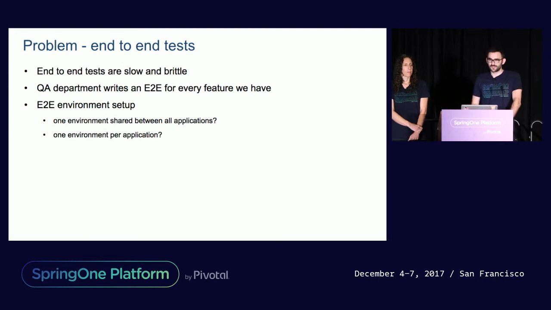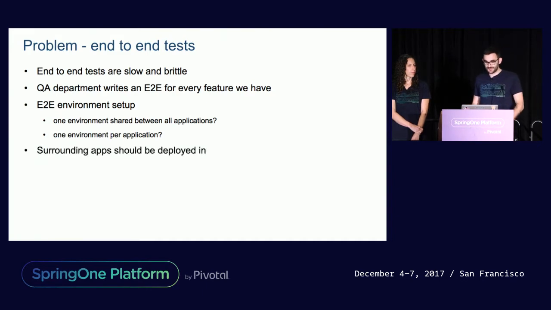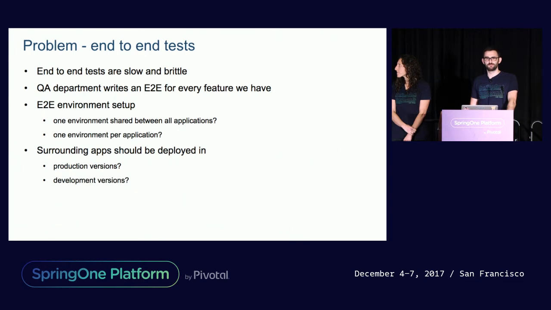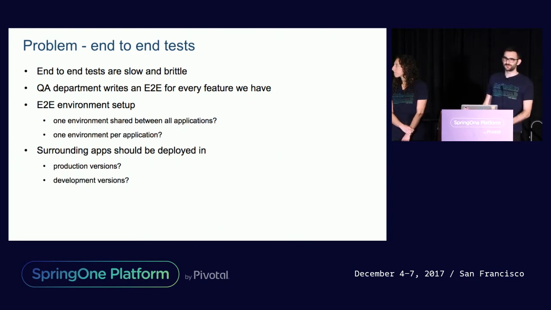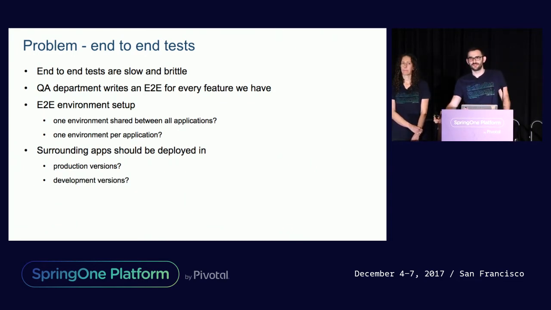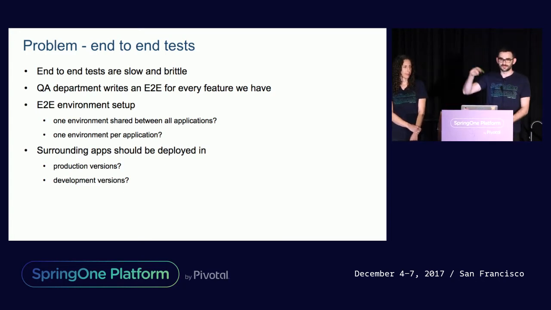So one environment per application. Fair enough. Who's going to pay for that? Okay, we're happy. Surrounding apps should be deployed in production versions or development versions or both. Because if both, then you have to wait 96 hours for your turn because everybody's going to run the test twice, right? First for the production versions, once for the development versions.